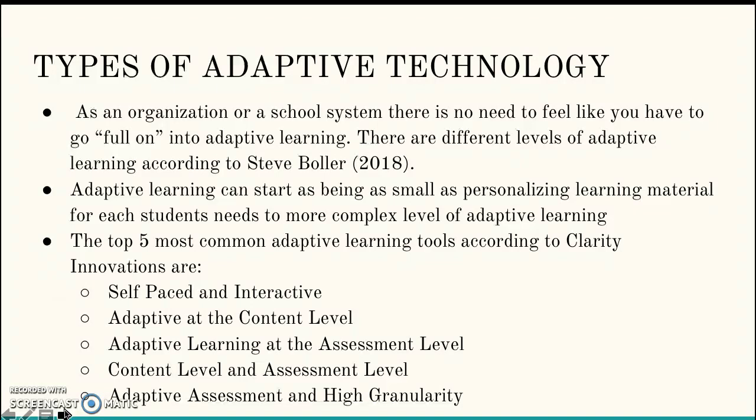Another type of adaptive learning is adaptive at the content level. This means that students view content at their own pace and then answer all questions of a summative assessment. For each wrong answer, the student is given an explanation as to why that answer is not correct. The student is then told to go back to review certain content that they need to focus on.